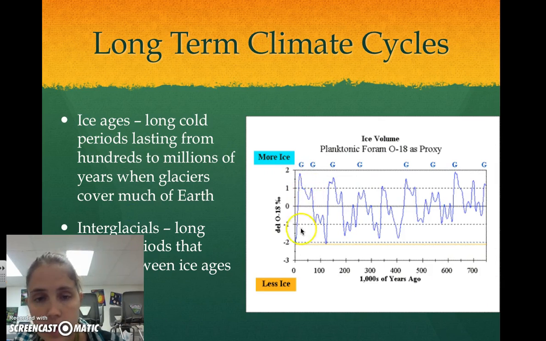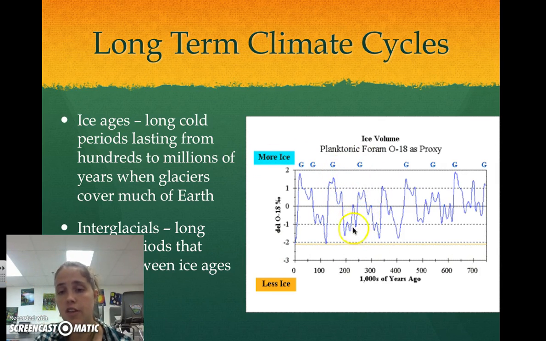Up here is the amount of ice, so this would be during an ice age, and down here would be not a lot of ice, so this would be during an interglacial. So ice age, interglacial, ice age, interglacial, ice age, interglacial. Notice how they do cycle. They go up and down, up and down, up and down.